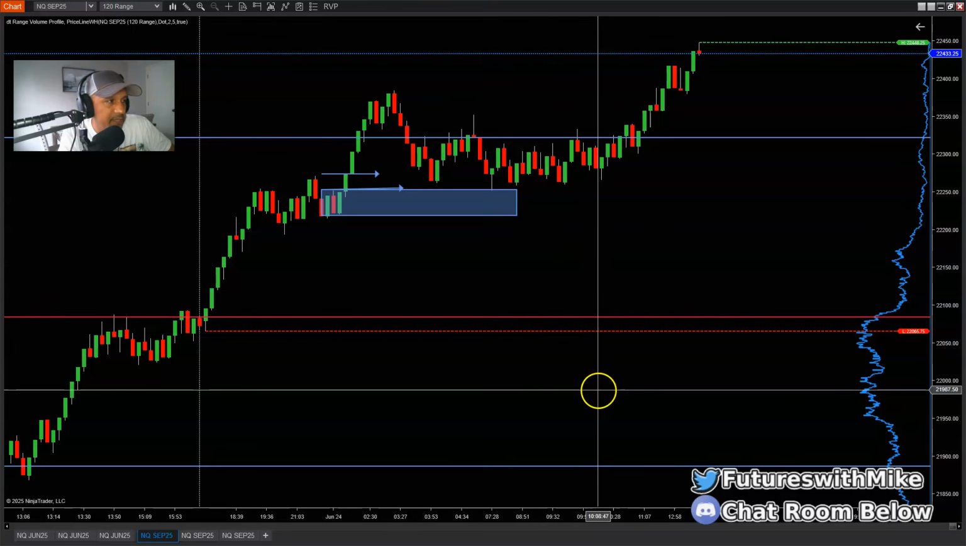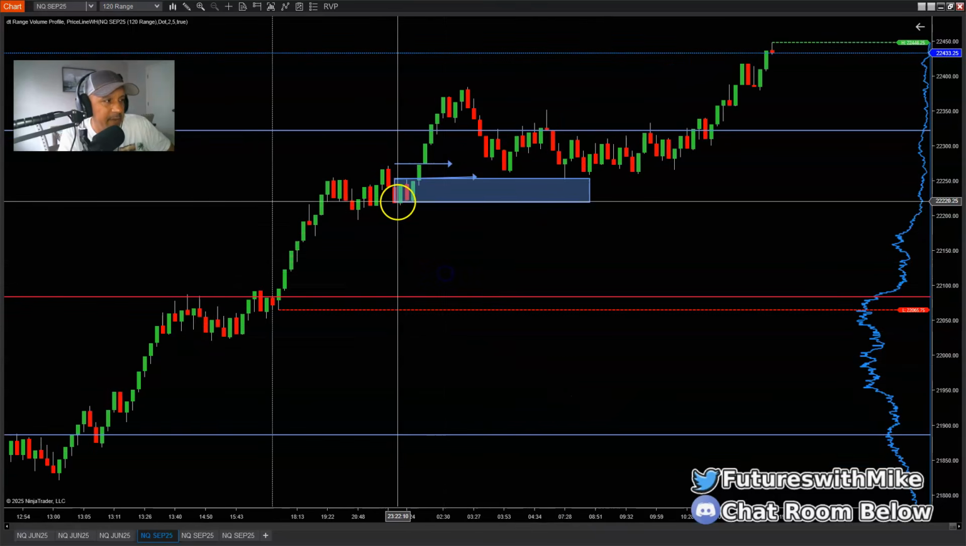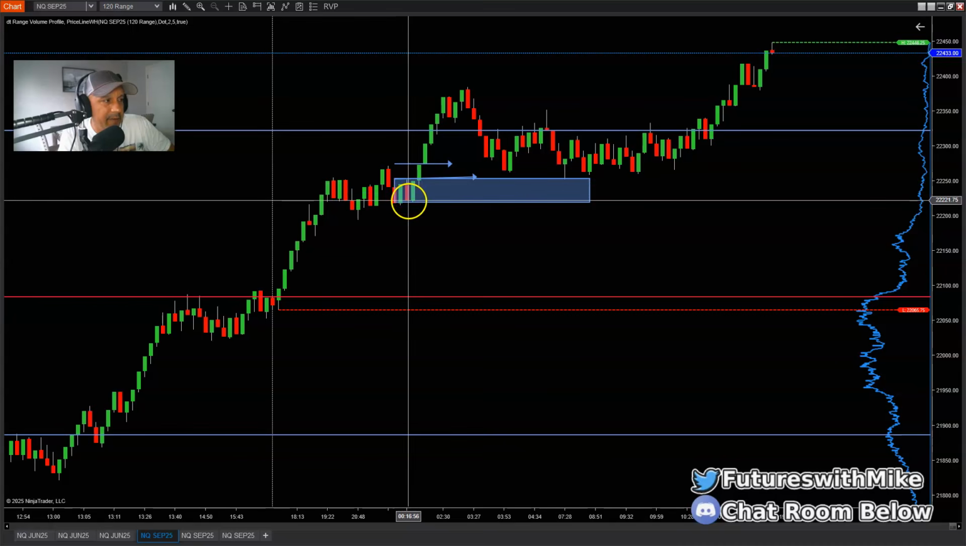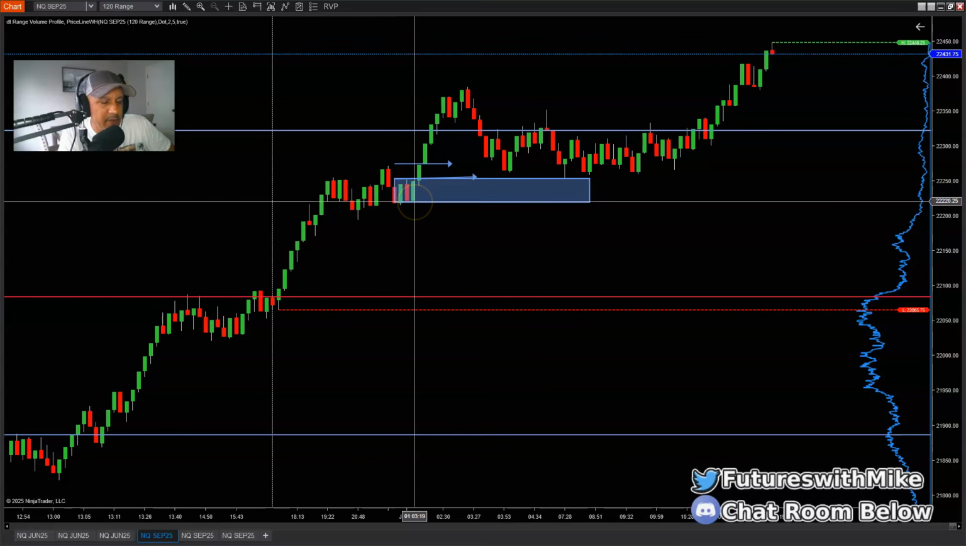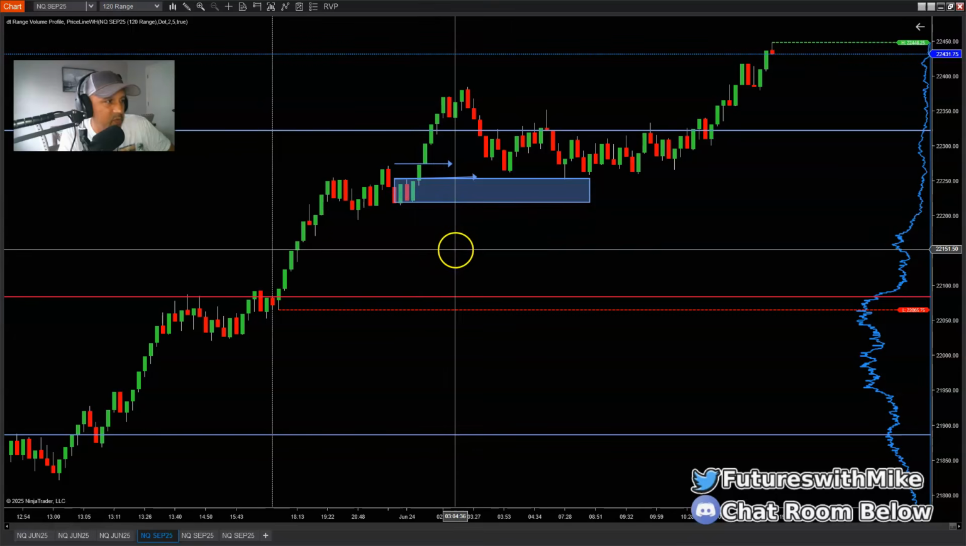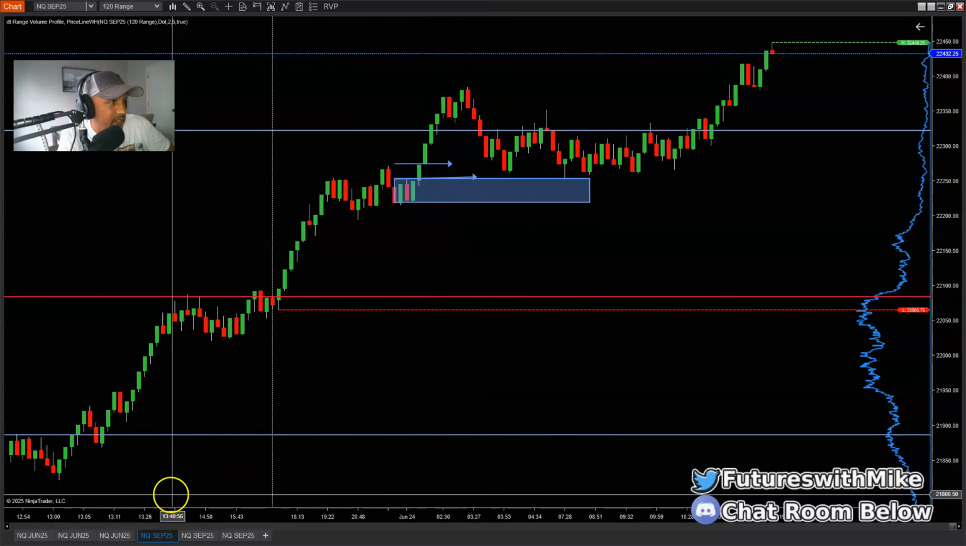But that's how I draw my supply and demand zones. Top end of the bearish candle, bottom end of the bearish candle, or if you have that bullish candle that drops below it, then include that just as well. Now, let's talk about a supply setup right quick.